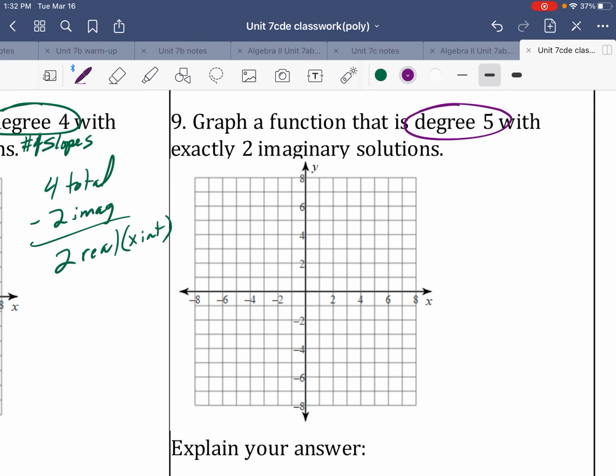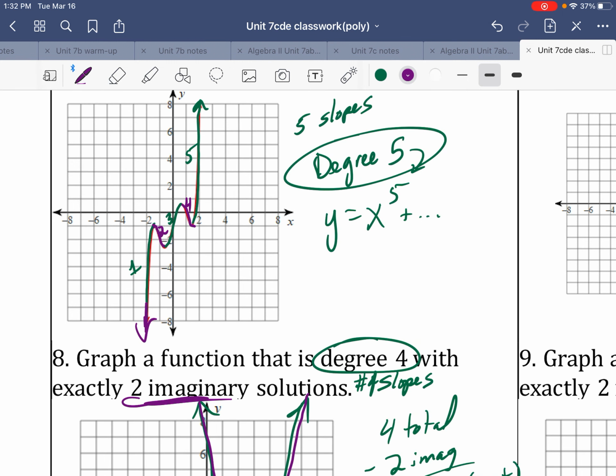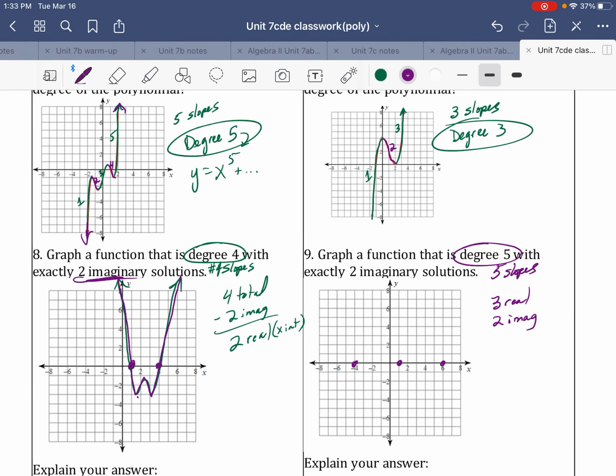Degree 5, so there are 5 slopes with exactly 2 imaginary. So 2 imaginary, that means there's got to be 3 real. All right, so 3 real, you can pick them anywhere you want. It really does not matter. Space them out a little bit, it makes the graph look a little nicer. And 2 imaginary, so this is going to be degree 5, so you can look back. Degree 5 typically starts bottom left or top left, and it ends in the opposite direction. So the end behaviors are opposites of each other.